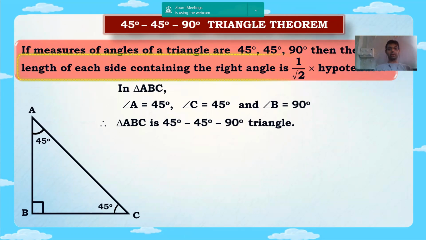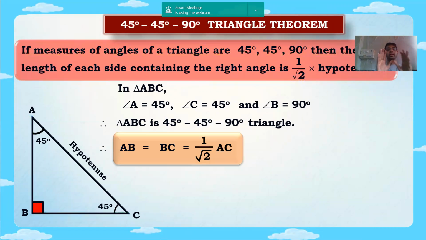Now moving ahead, what does it say? They are saying that then the length of each side containing the right angle. Now look at the right angle and tell me which are the sides that contain the right angle. Yes, AB and BC. These are the sides which contain the right angle. So I'll write AB is equal to BC, and these two sides would be equal to 1/√2 times the hypotenuse, so into AC. Okay, this is what the theorem says. How to apply this theorem in the sums? Let's understand.